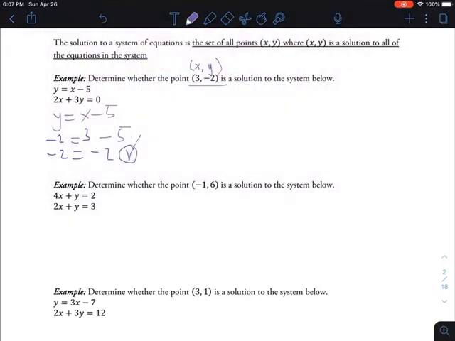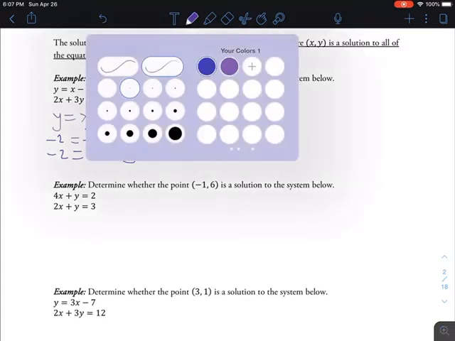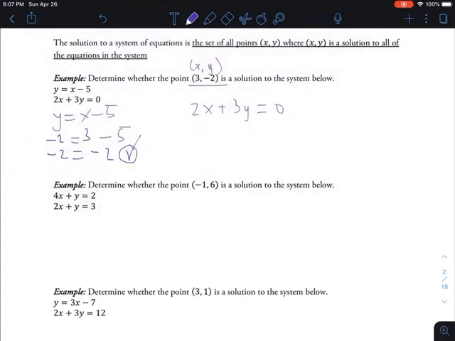Then our second equation has 2x plus 3y is equal to 0. And again, we're just going to see if that works out when we plug the point in. So our x value in the point is 3, and our y value is negative 2. So I'm just going to plug those in, and then solve what I have.